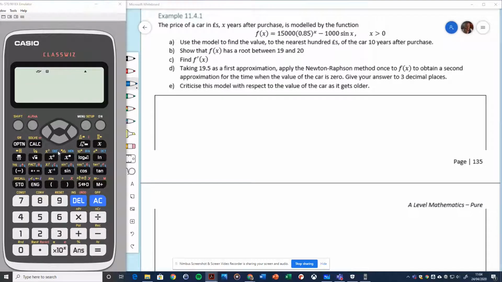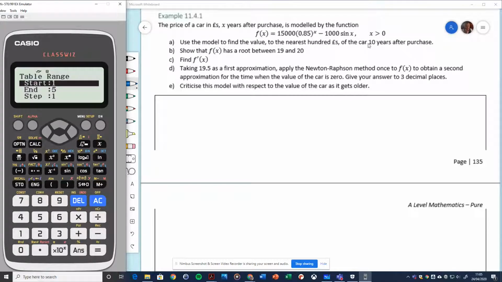To make my job a little bit easier, I'm going to go into the table mode of the calculator. So you can go into table. I'm going to enter the function 15,000 times 0.85 to the power x, and then take away 1000 multiplied by sine x. That's my function f of x. The calculator asks if you want to enter another function. I don't, so just press equals again.